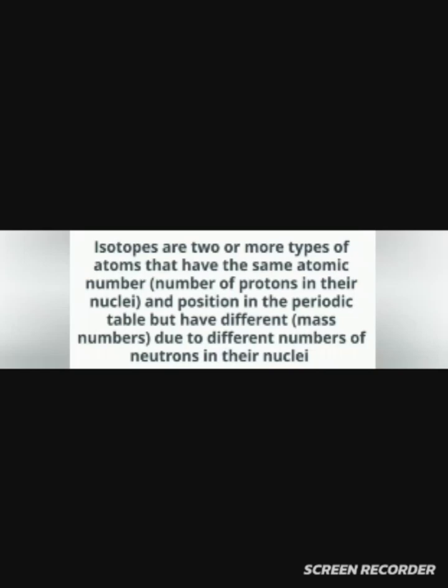So how do we define isotopes? Isotopes are two or more atoms of the same element with the same atomic number but different mass numbers. I'll repeat. These are atoms of the same element with the same atomic numbers but different mass numbers. Or we can also define it as isotopes are atoms of the same element with the same number of protons and electrons but different number of neutrons.